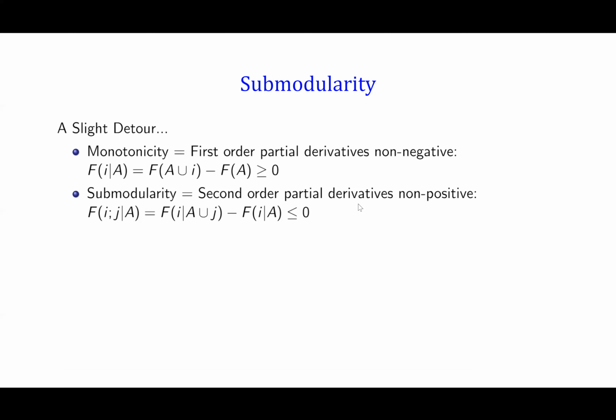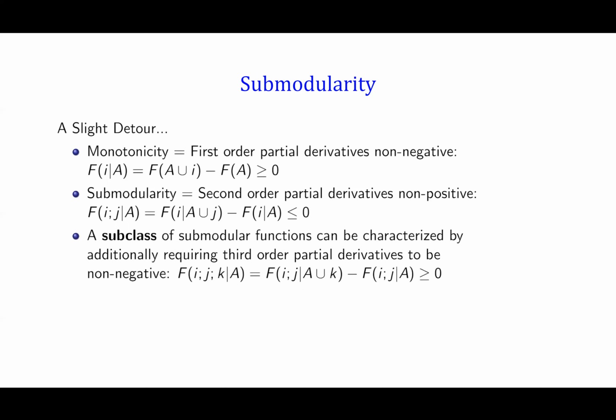Submodularity is the second order partial derivative, right? Which is f(i, j given A), which is basically f of i given A union j minus f of i given A. If this quantity is non-positive, then it's submodular. This is very akin to concavity, right? Concave functions have second derivatives being non-positive.